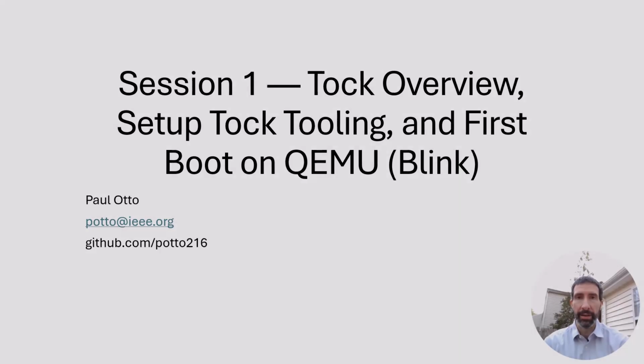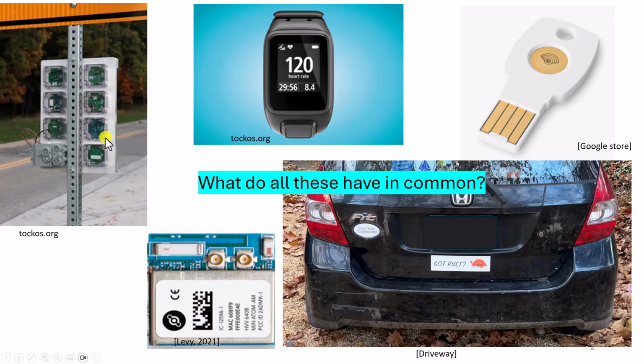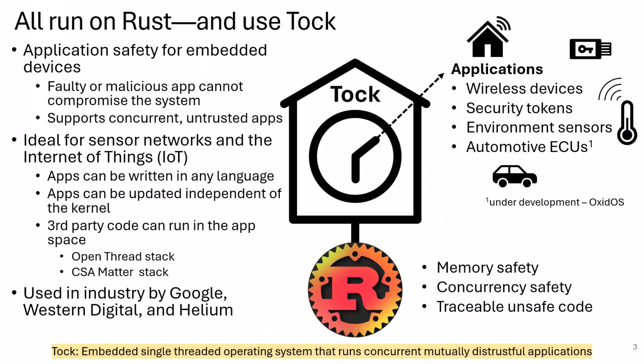So let's get started. Controllers for traffic signs, watches that can display biometric data, security keys, automotive, and wireless. What do these all have in common? Well, the bumper sticker probably gives it away. But all of these use the Tock operating system, which is built on the Rust programming language.